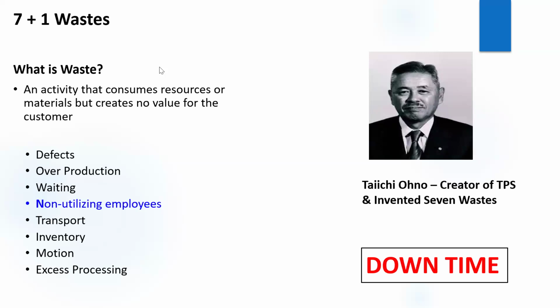And hence Taiichi Ohno was always saying that overproduction is the biggest waste. All the wastes are big, but overproduction is the biggest because it consumes the raw material, the operator's hands, the electricity, the consumables, the compressed air, and we make products that are not purchased by the customer. Hence overproduction is treated as a waste.